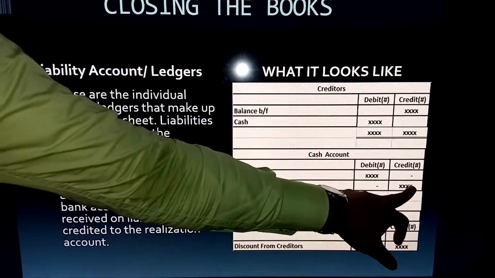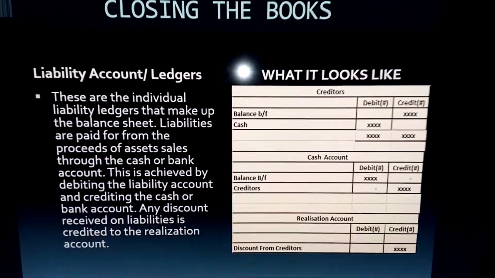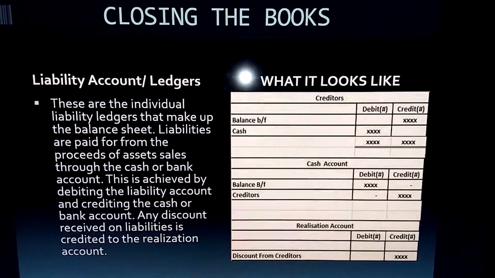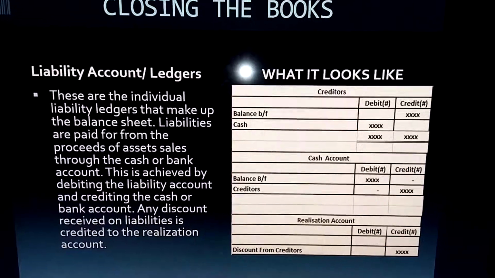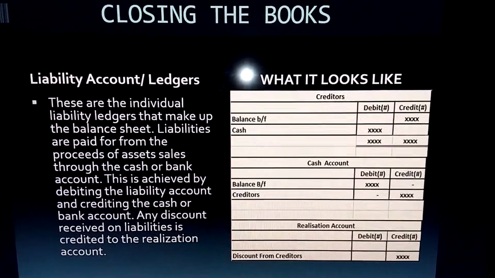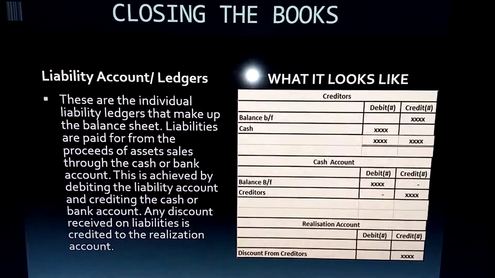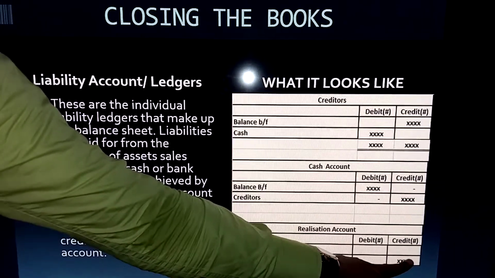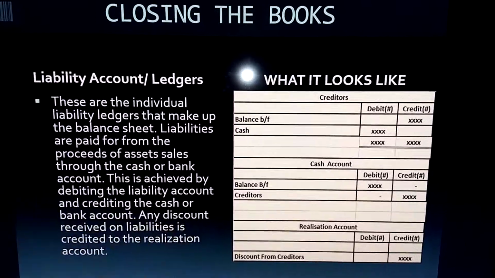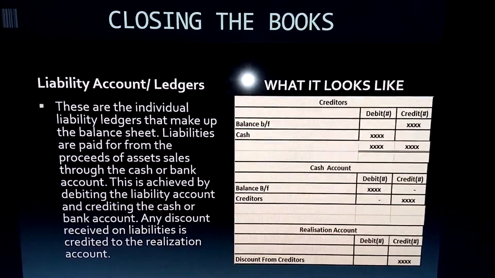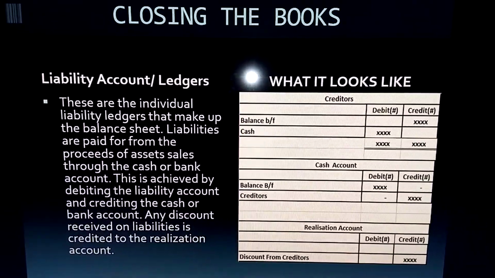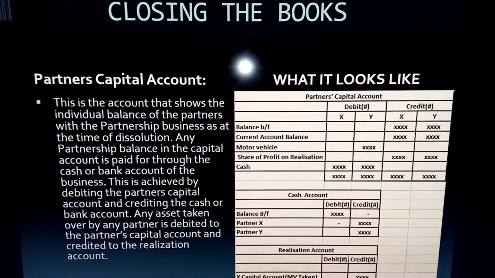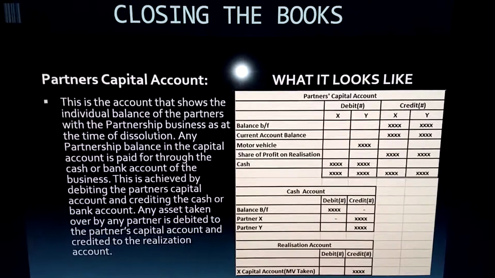Look at it here. But you can have a discount on the creditor. For instance, you're owing the creditor, let's say 100,000, and then you pay the creditor 80,000 in full settlement. So the 20,000 is a discount received. That one you take to the realization account. You credit the realization account, and then the creditor's account is what is actually debited. So here we have the partners' capital account.